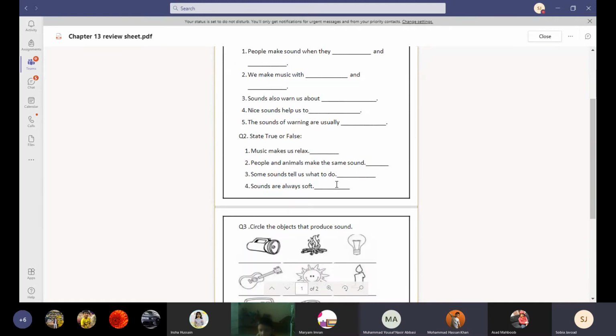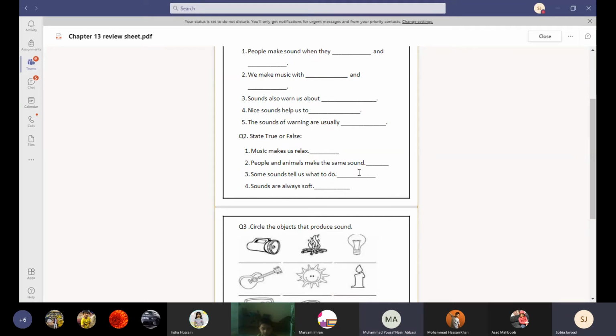Loud sounds. Okay. Now, true or false? Music makes us relax. Is this true or false? Okay. People and animals make the same sound. Is it true or false? False. Okay.